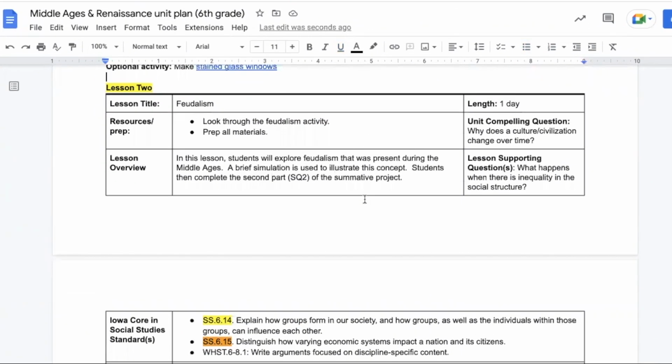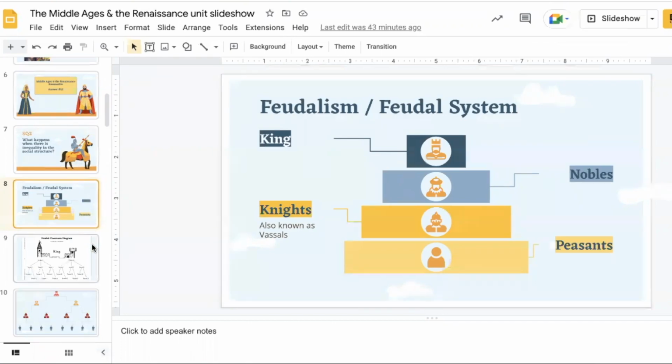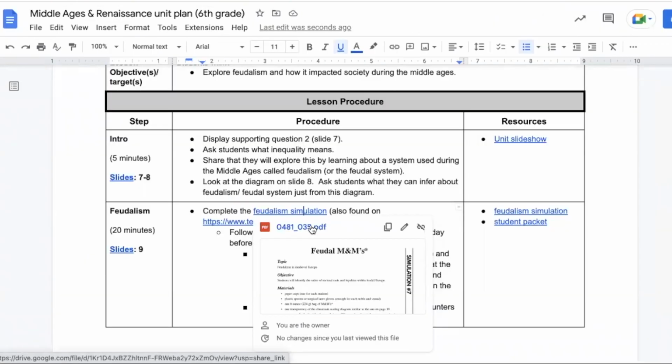Lesson 2 is about feudalism and takes 1 day to complete. There are a few different images to explain the system of feudalism, but essentially you have the kings at the top, then the nobles own the land, the knights work for the nobles, and then the knights also have peasants who work the land. The system is explored in a brief activity called Feudal M&Ms.